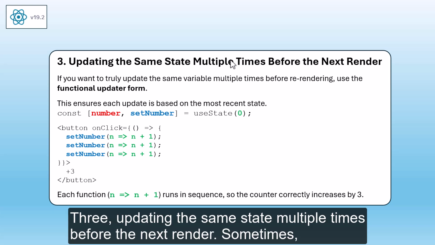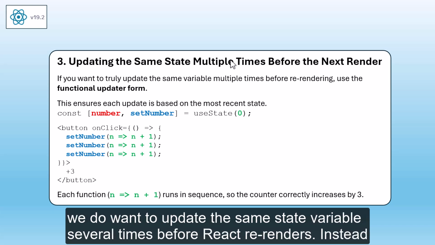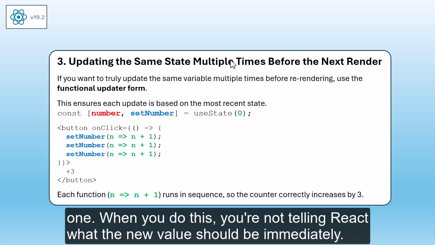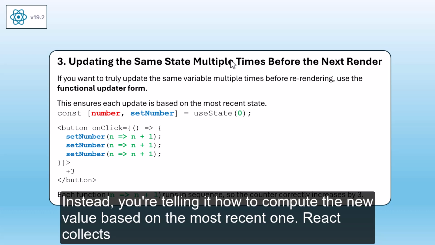3. Updating the same state multiple times before the next render. Sometimes, we do want to update the same state variable several times before React re-renders. Instead of passing a new value directly, we can pass a function that receives the previous state and calculates the next one. When you do this, you're not telling React what the new value should be immediately. Instead, you're telling it how to compute the new value based on the most recent one.